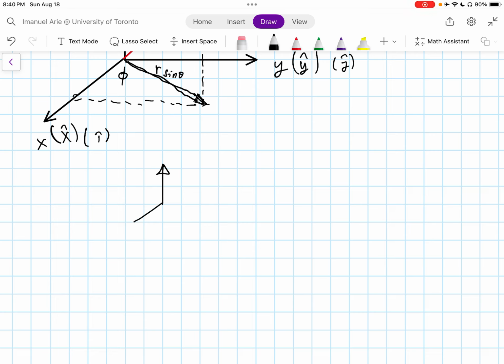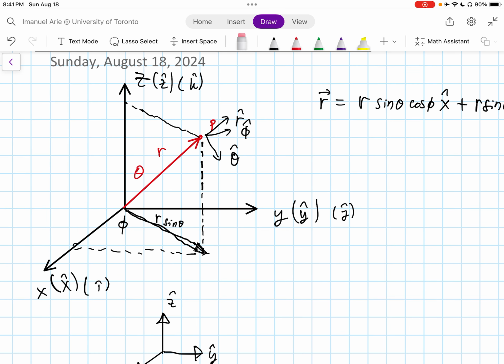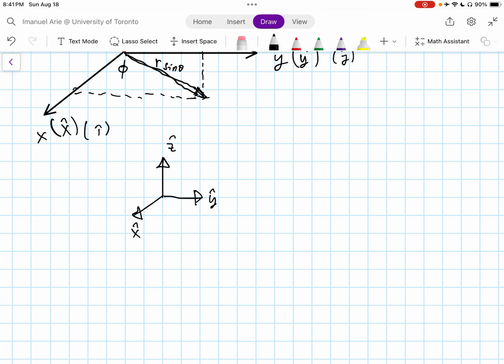So we know that we already have the ordinary unit vectors of Cartesian coordinate, x hat, y hat, and z hat. Now suppose we bring this thing here and we place the origin to be at the same location as the center of these Cartesian coordinate unit vectors. So now we will have this as well.